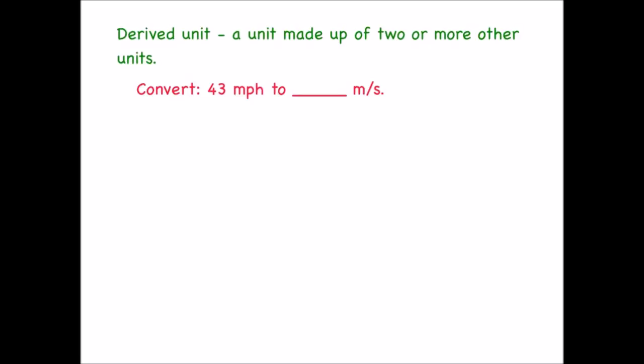The steps are all the same. The first thing you have to do is identify the given, and obviously your given is going to be 43 miles per hour. However, you're not going to put 43 miles per hour over 1. That is not the correct way to go about this. Instead, you're going to put 43 miles, that's the first unit in our derived unit, over 1 hour. That's the second unit in our derived unit.